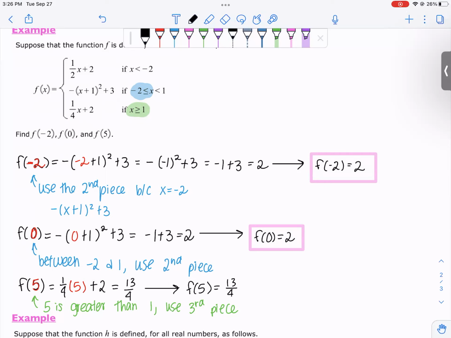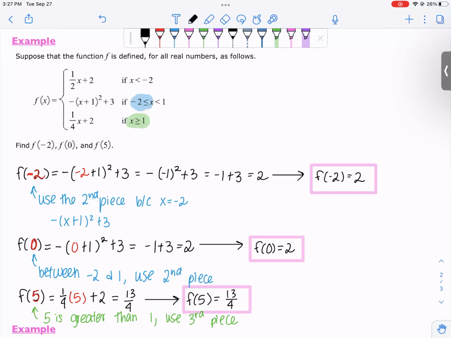So really, don't overthink these. You're looking at the x value. You're seeing where that x value lies based upon the different ways that it's been broken up. And then you just plug in the value. It's really like, imagine a number line. Imagine these are my x values. And we have -2 and 1, and those are the different places where this function breaks up.